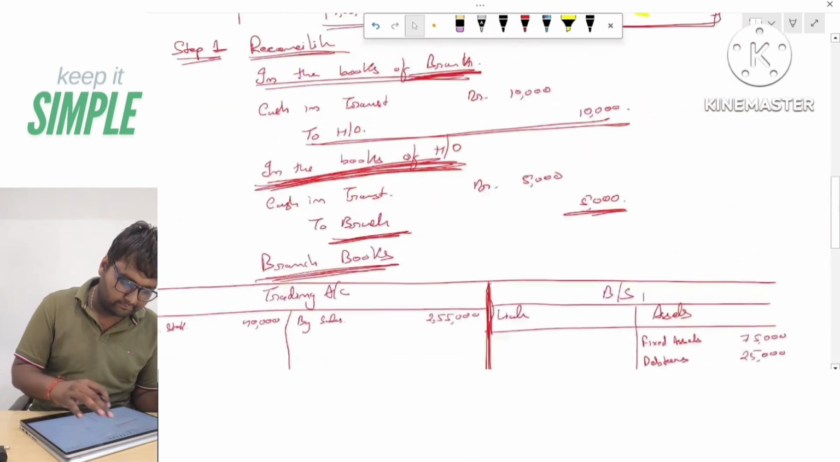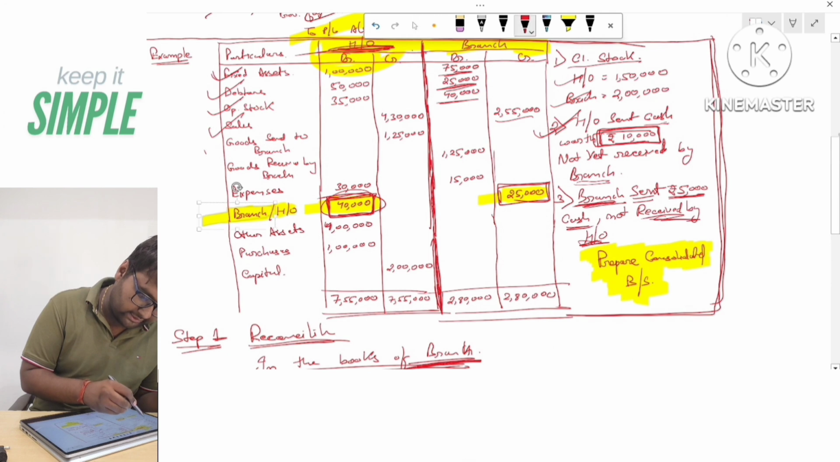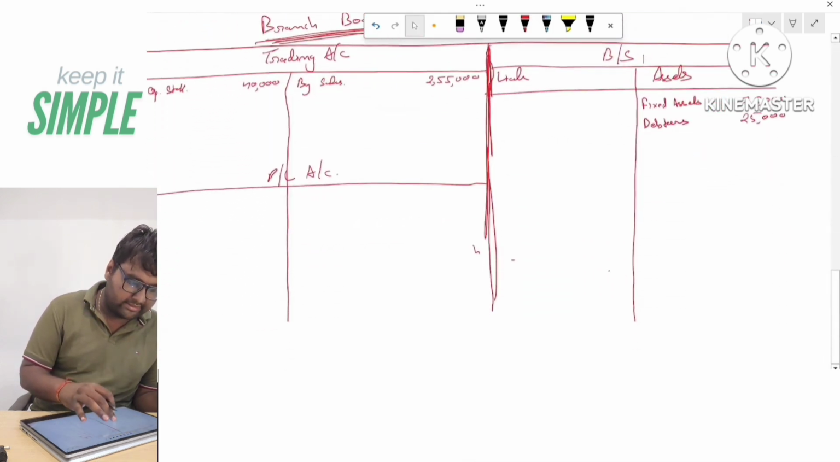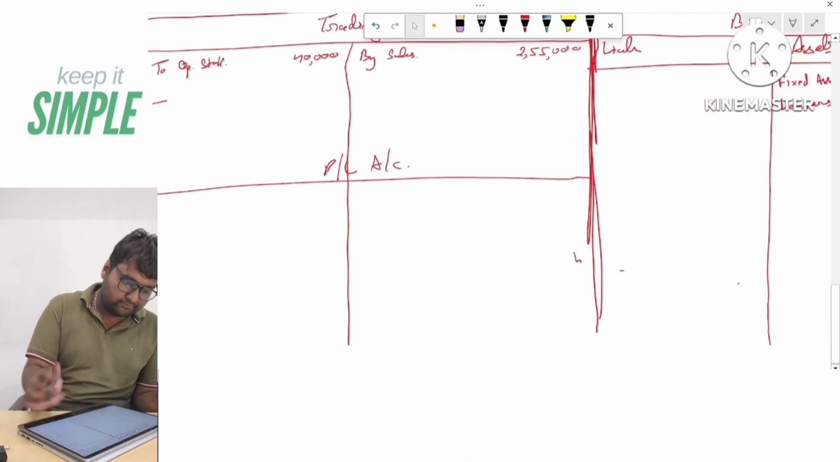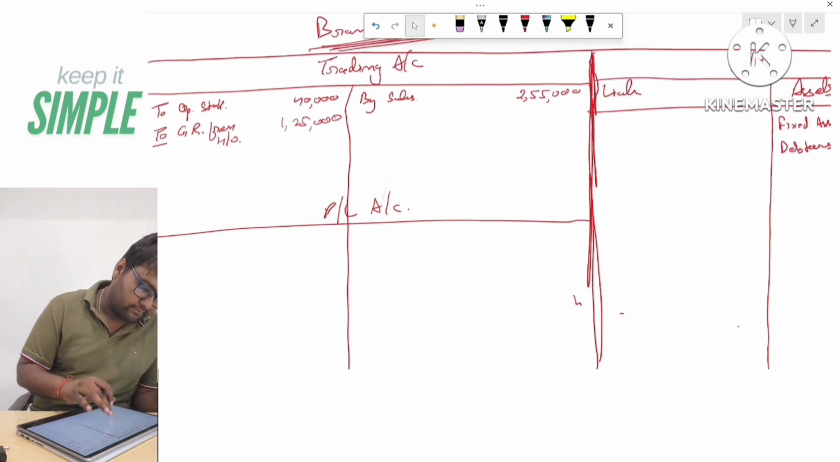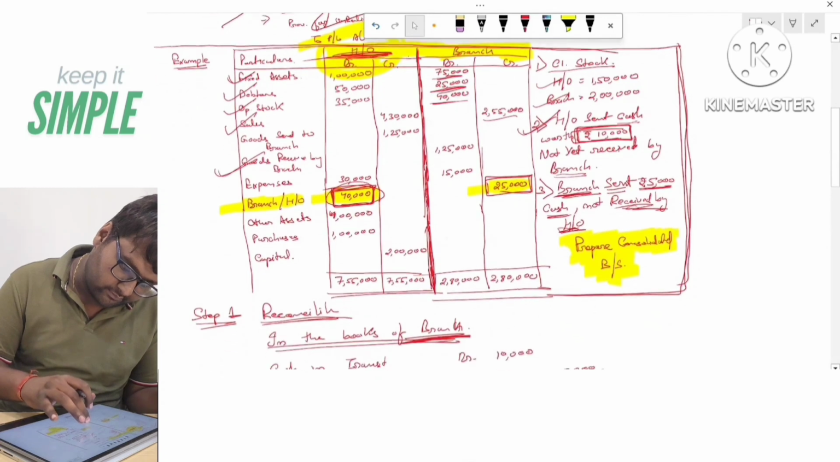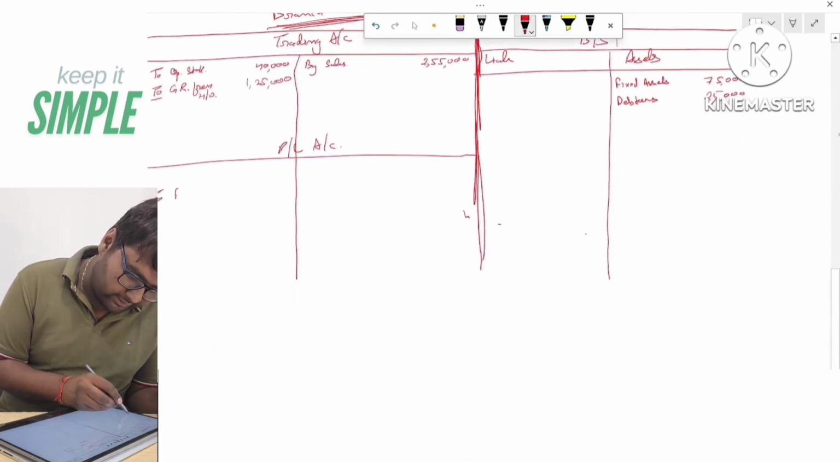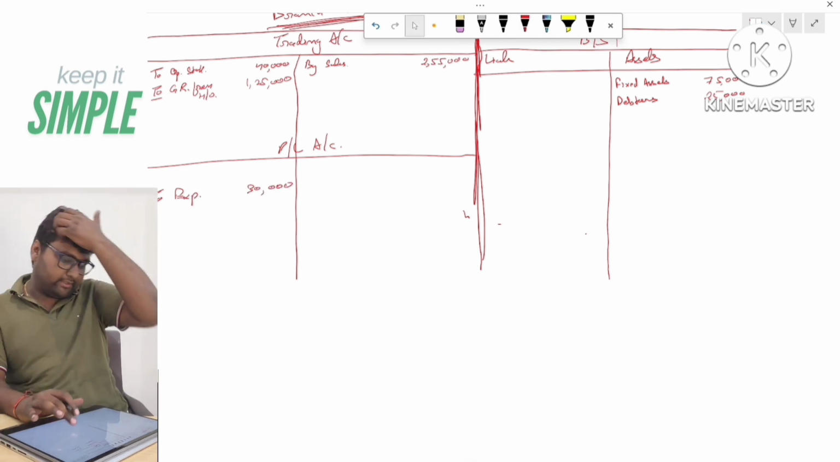Next thing is goods sent to branch. Okay, this is not of our use because it's not in branch books. Goods received by branch. So this is purchase. This is basically purchase. So what we'll do? To goods received from head office. How much? It was 1,25,000. Next, expenses 30,000. It will go to PL. To expenses 30,000.